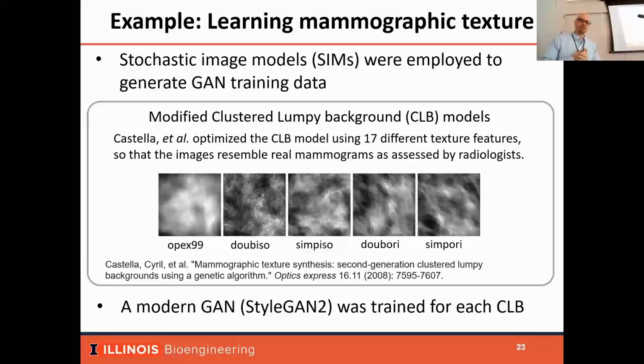To look a little deeper, we're going to consider a simulation study where we used a GAN to learn mammographic texture. We considered 5 different models of mammographic texture. These are different types of clustered lumpy background models, and they differ in how the specific texture is formed. Basically, we are able to compute training data for each of these 5 CLB models. Then we trained a modern GAN, a StyleGAN, for each of those models using that training data. So we used a lot of electricity. We trained 5 GANs on those 5 models.